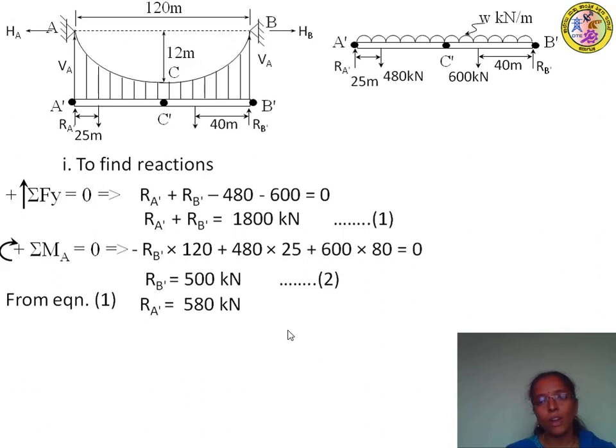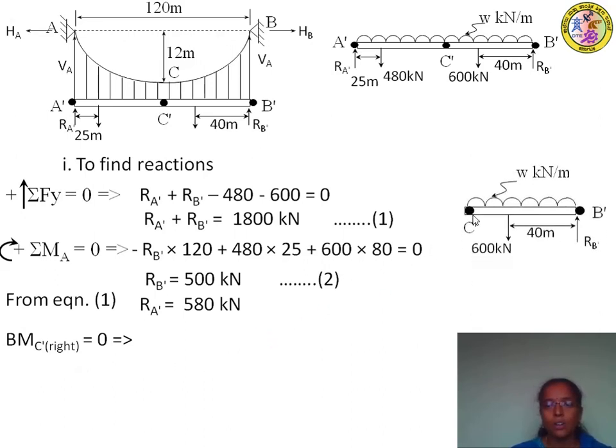Now we have to find the intensity of UDL W. How to find it? We will apply bending moment at C dash equal to 0 because this is a hinge. Either we can consider the left part or the right part. In this case, we will consider the bending moment at C dash by considering the right part as 0. So write the section up to this B dash and C dash. This is the section.